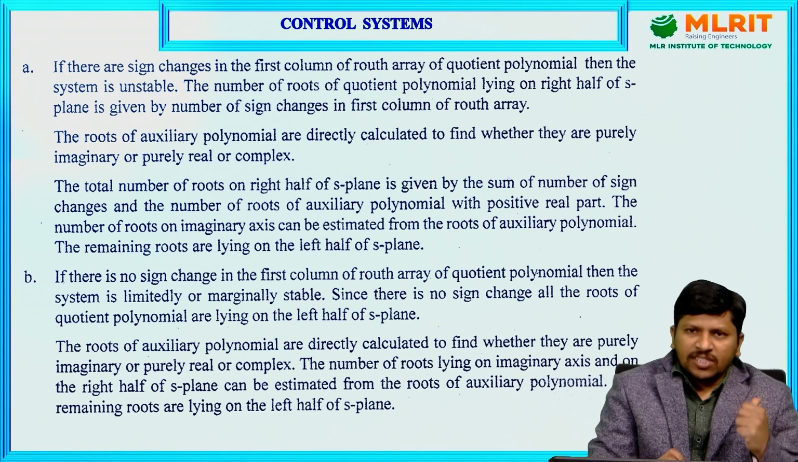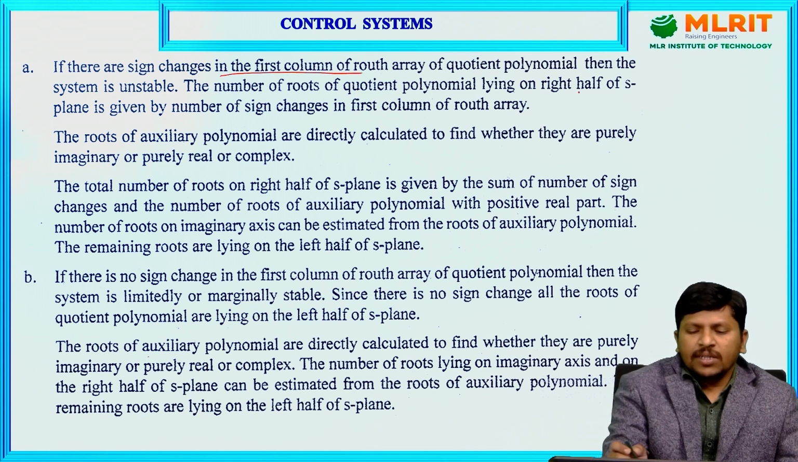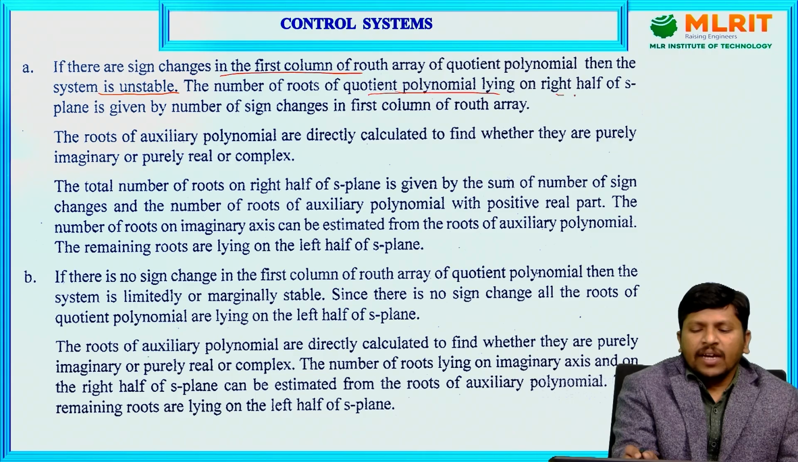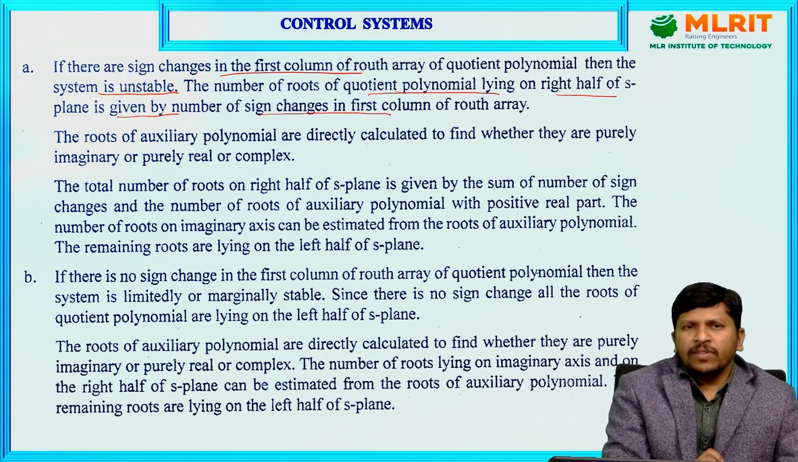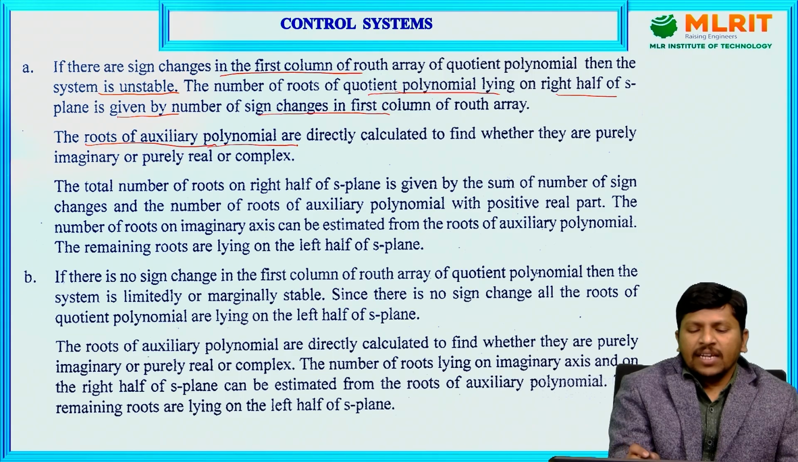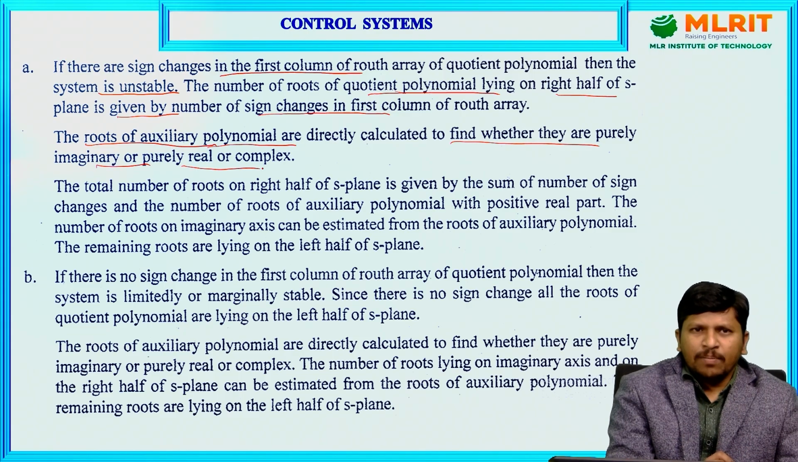If there are sign changes in the first column, the coefficients, then the system is unstable. The number of roots of the quotient polynomial lying on the right half of the S plane is given by the number of sign changes in the first column of the Routh array. So that is the, if the roots of the auxiliary polynomial are directly calculated, find whether they are purely imaginary or purely real or complex based on the roots of the given auxiliary polynomial equation.